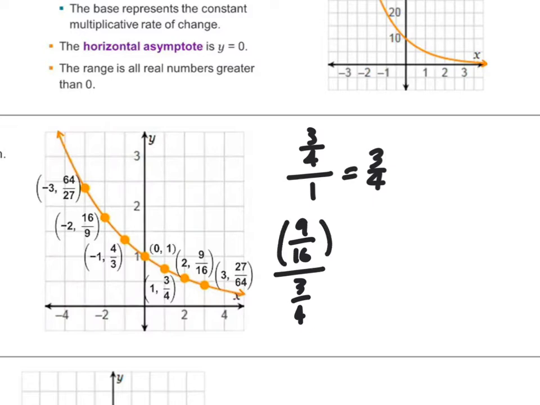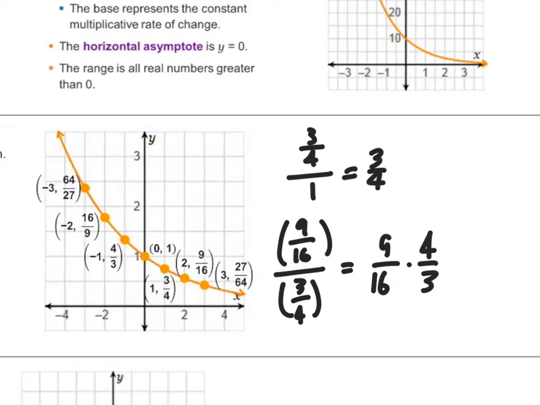First of all, this is kind of a hard problem because I don't know how to divide fractions. But I do know that dividing fractions is the same as multiplying by the reciprocal. So if I take 9/16 and multiply it by 4/3, then let's see what happens, okay?